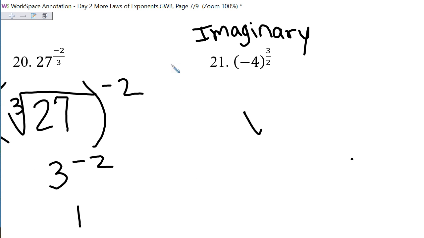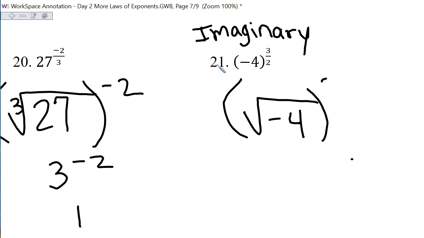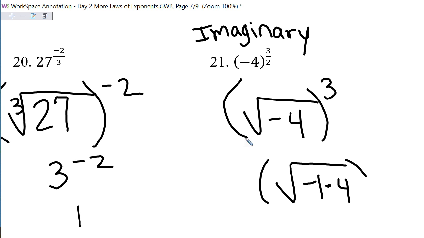-4, what root are we taking? Square root, and what power do we raise it to? Cube, to the third. Now for -4, this is really -1 times 4. And what's the square root of -1? I. The square root of 4 is 2, so this is just 2i cubed.